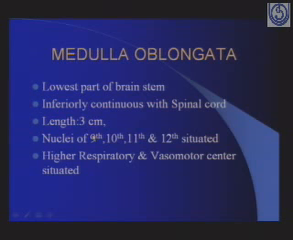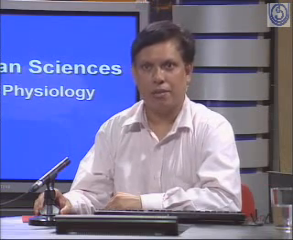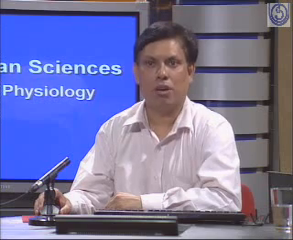The higher respiratory and vasomotor centers are situated here. So any damage to the medulla oblongata can cause disturbance of the respiratory system and cardiovascular system. The higher centers for the respiratory and cardiovascular systems are situated at the medulla oblongata.